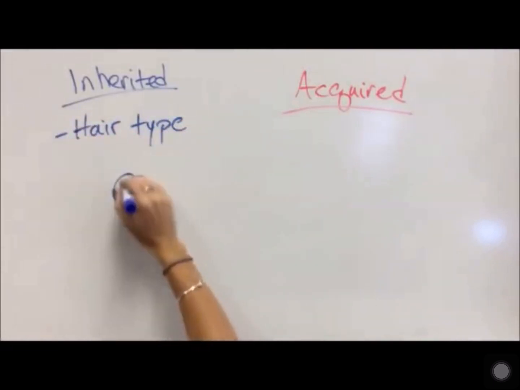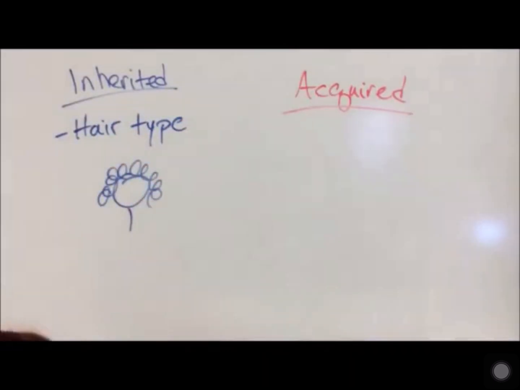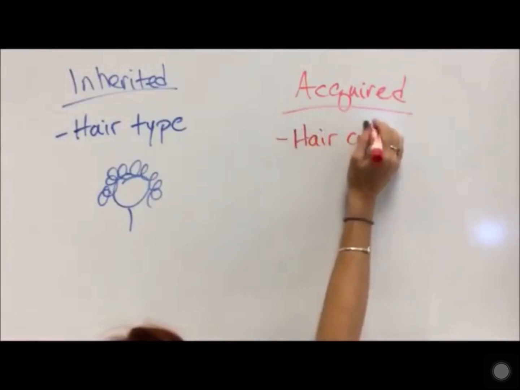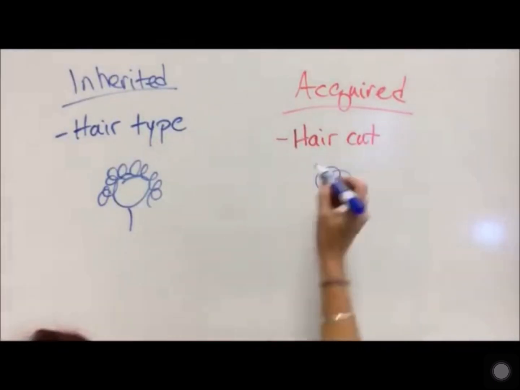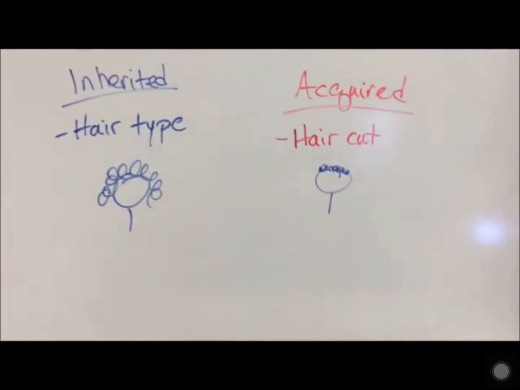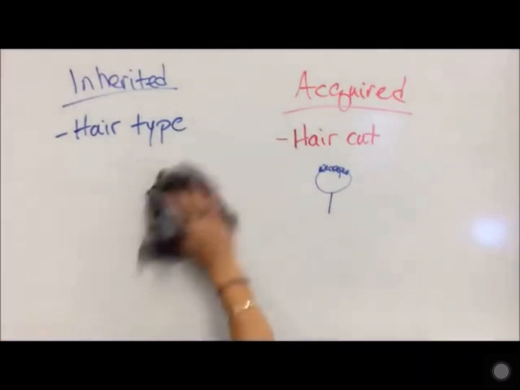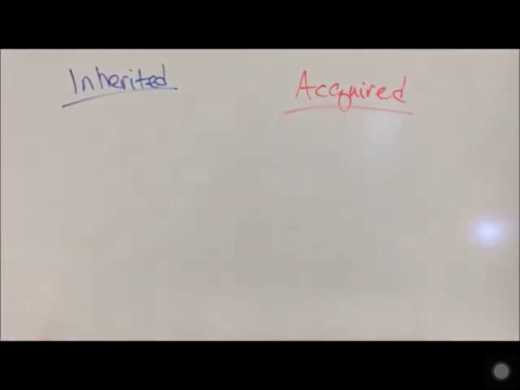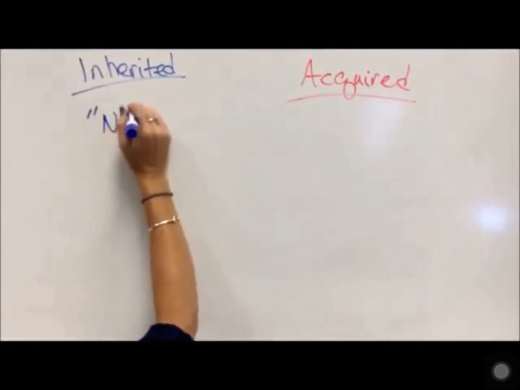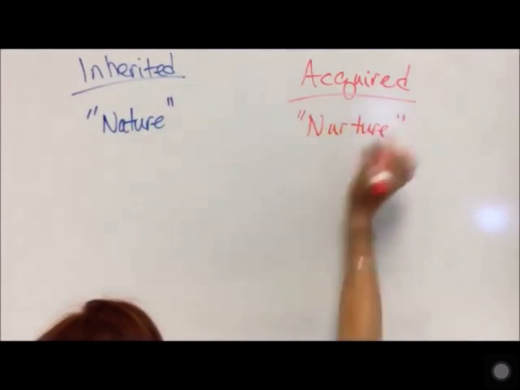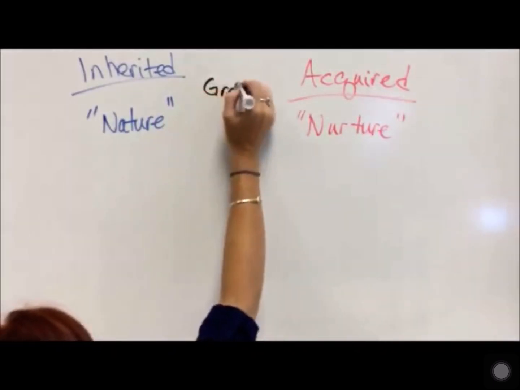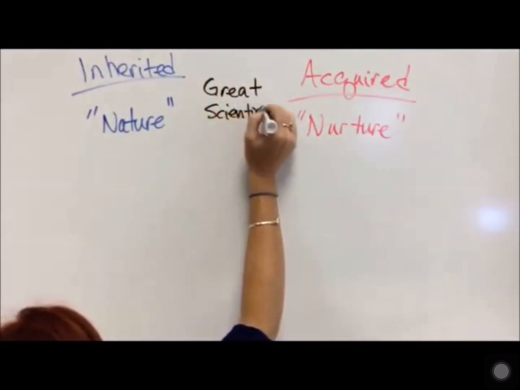Another thing we have, you can inherit your hair type. Everybody has a natural hair type from curly to straight. But the cut and the style that you give your hair can be different than what is on your DNA. And that's something that you acquire, how you wear your hair. So inherited versus acquired. Now this brings us to a very interesting topic of discussion among scientists called nature versus nurture, which is really inherited versus acquired.